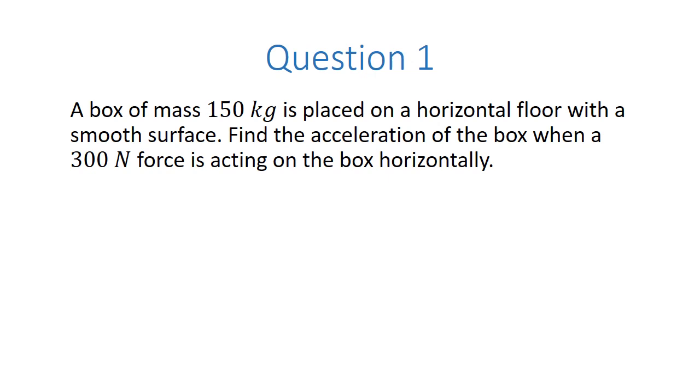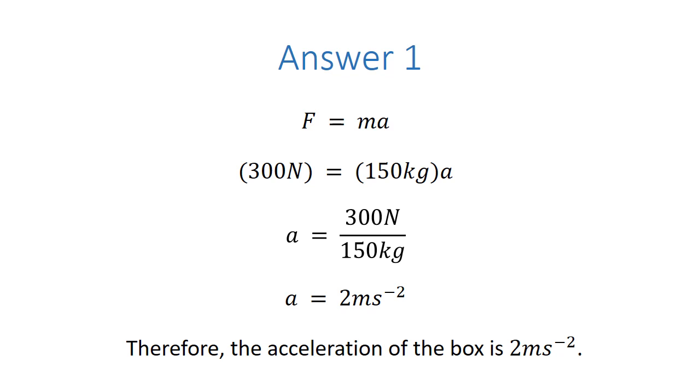It is placed on a horizontal floor with a smooth surface. So we don't need to take anything else into account like friction force or anything else, okay? Because it's smooth surface and horizontal floor. And find the acceleration of the box when 300 force is acting. So from that, another information that we get is the force. The magnitude of the force is 300 Newton. And the story is asking for the acceleration. Can we find the acceleration? We already have force, we already have mass. We can substitute into the formula.